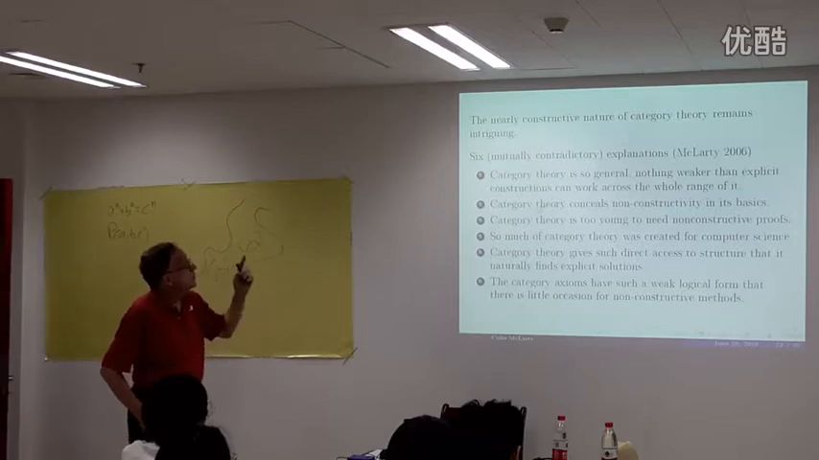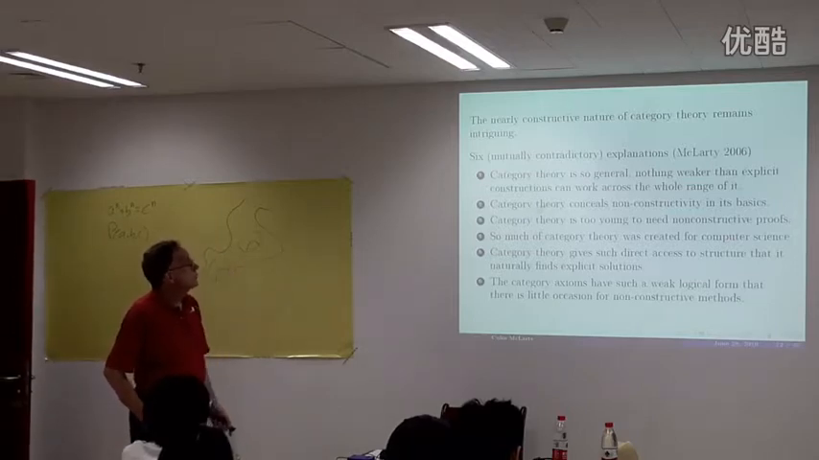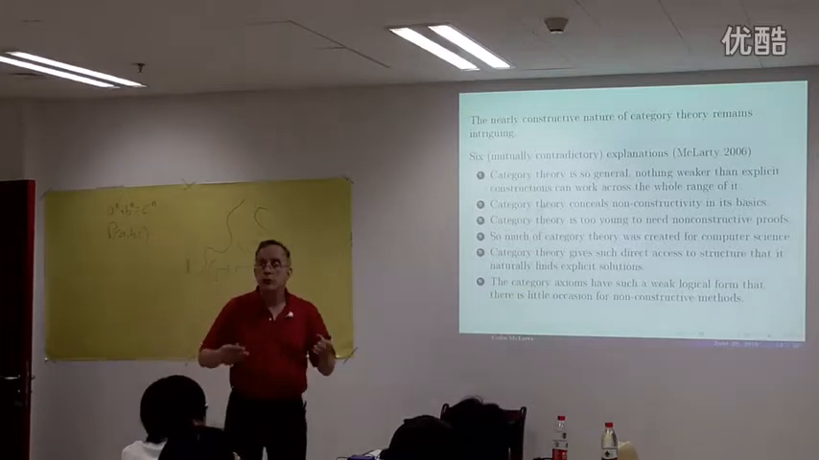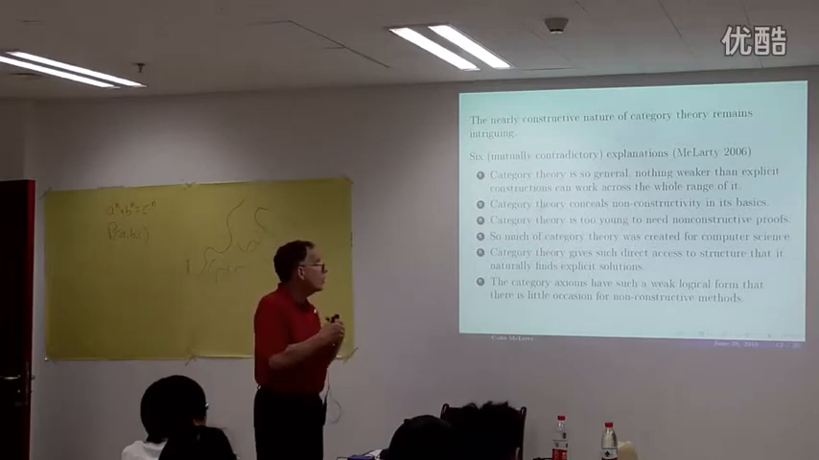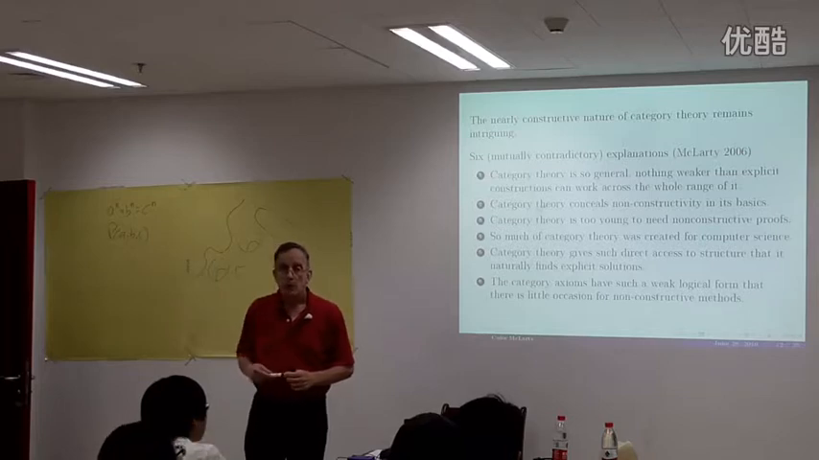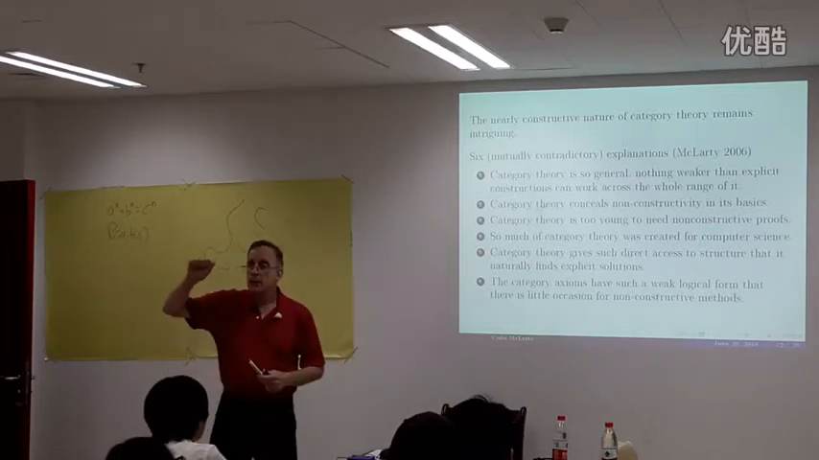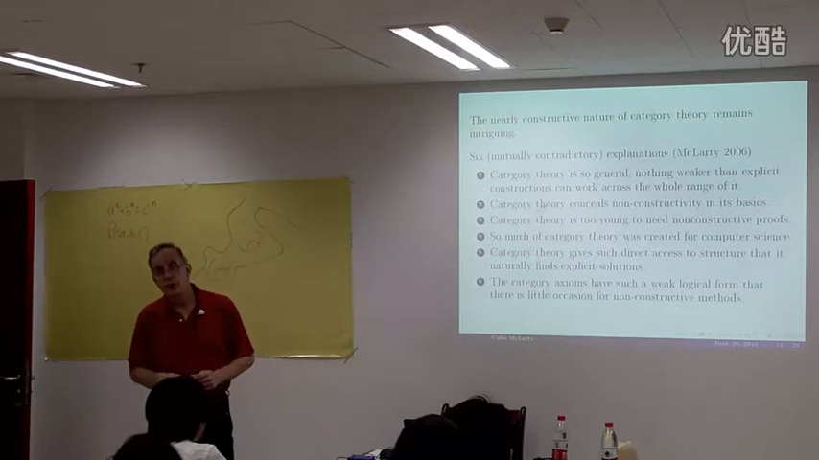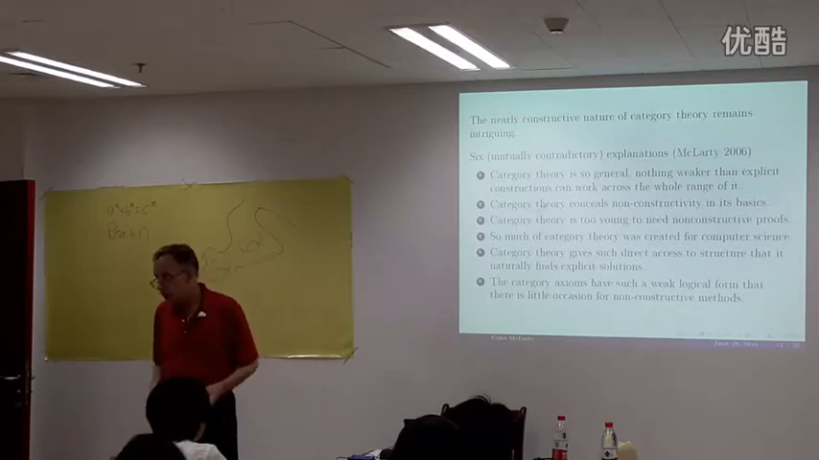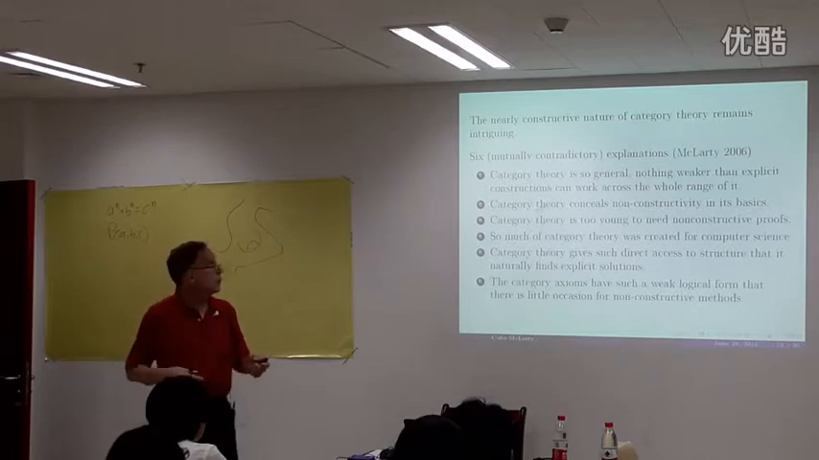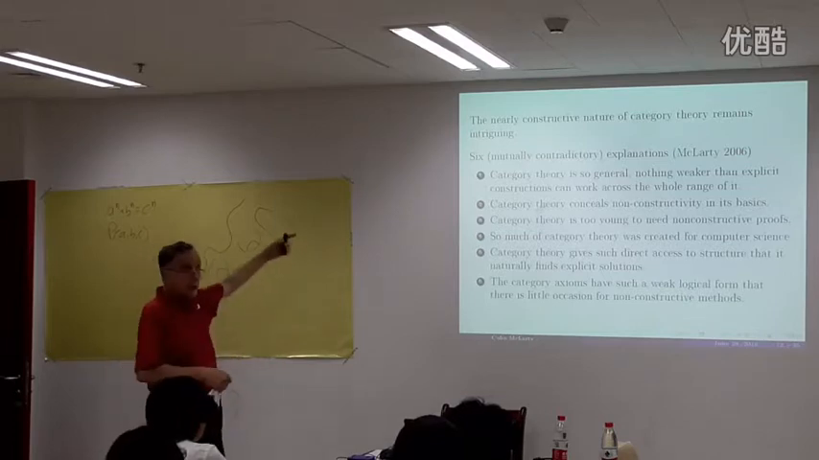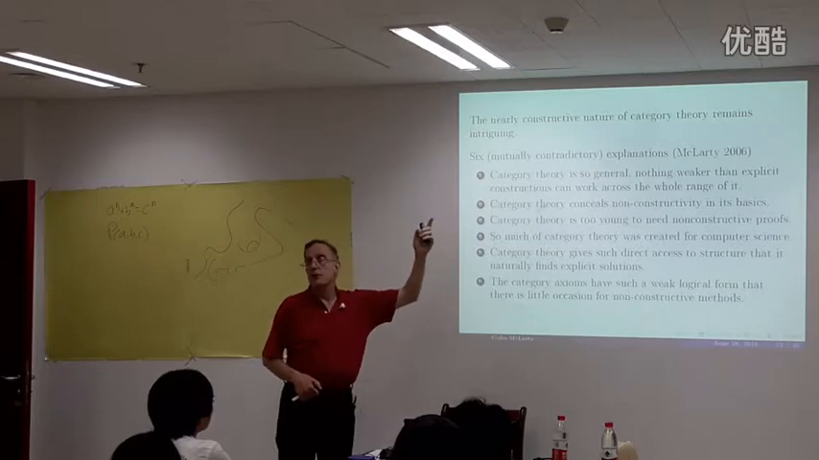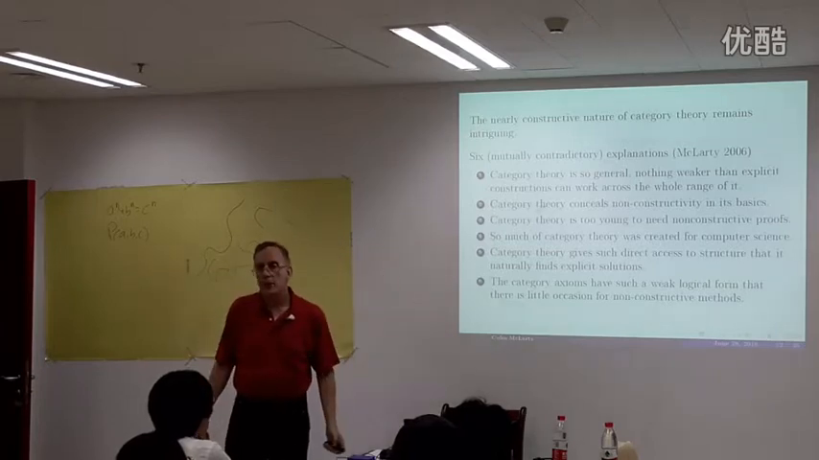One possibility: category theory is so general, nothing weaker than explicit constructions can work across the whole range of it. The category axioms put almost no constraints on what a category could be. They apply to all kinds of mathematical objects. Terminal objects in the category of groups is just the one-element group. In the category of sets, it's any one-element set. In a category of schemes over some base scheme, it's not so simple. There are lots of categories used in mathematics where the terminal objects are not simple things at all. But they're all unique up to isomorphism. A theorem is not going to be true in category theory unless it's true for all kinds of mathematical structures.